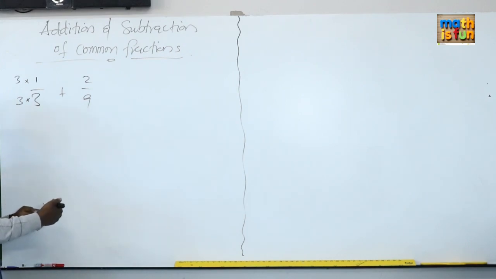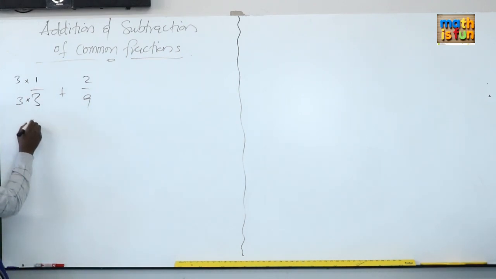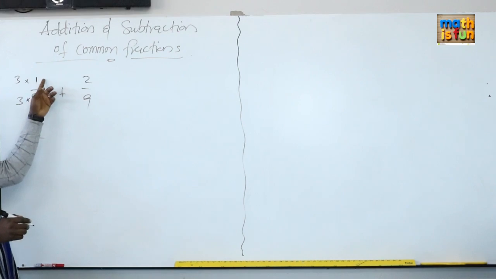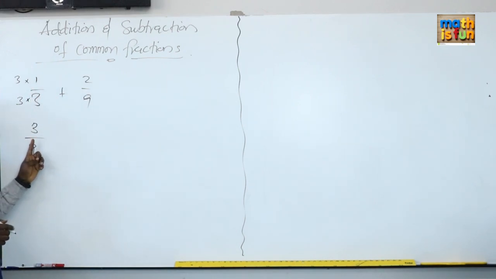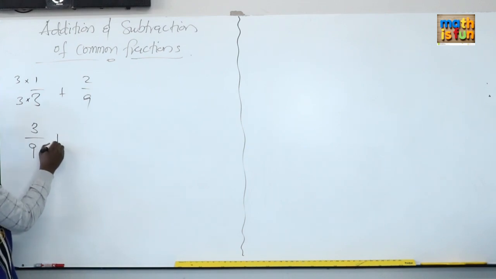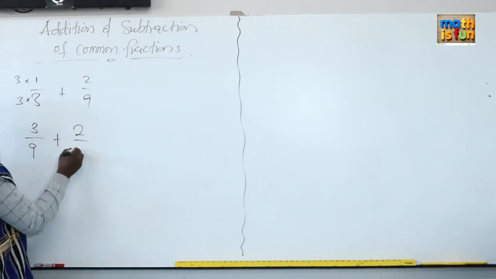So the fraction should be rewritten. I get 3 times 1 gives me 3. 3 times 3 gives me 9. So the fraction 1 out of 3 is the same thing as what? 3 out of 9. So I've rewritten the fraction. Then I come and do my addition.